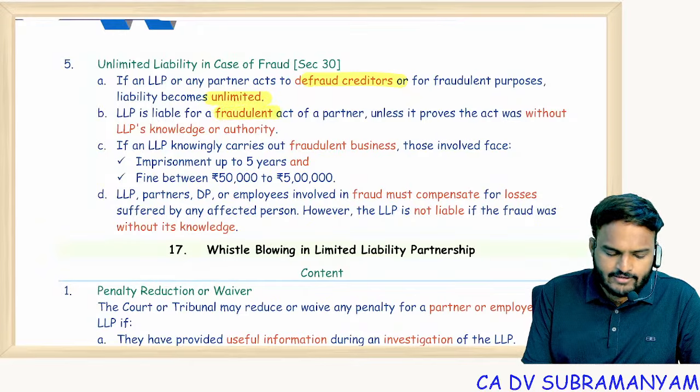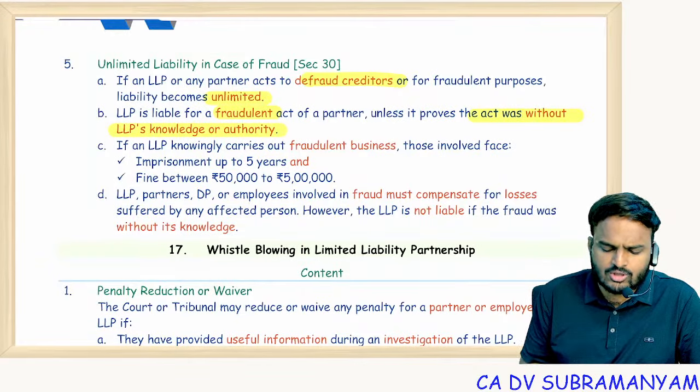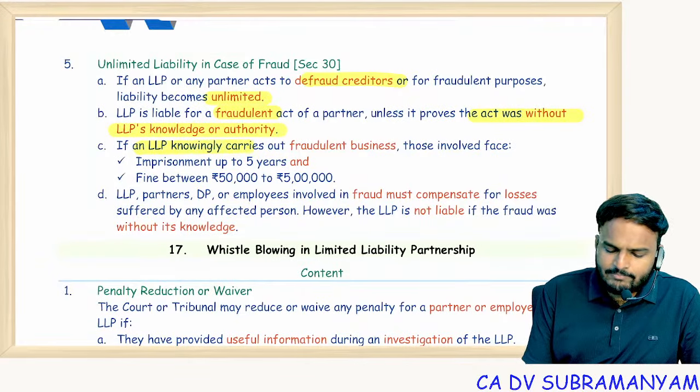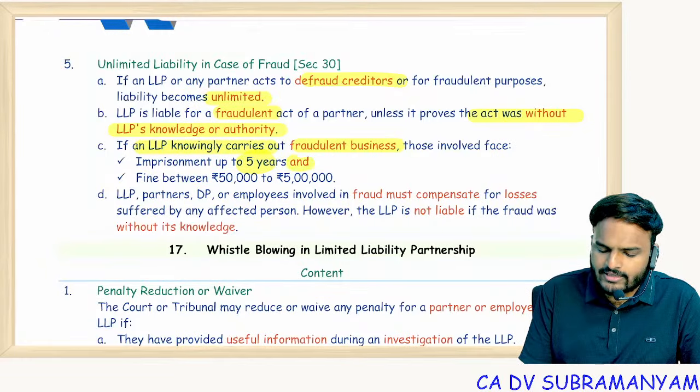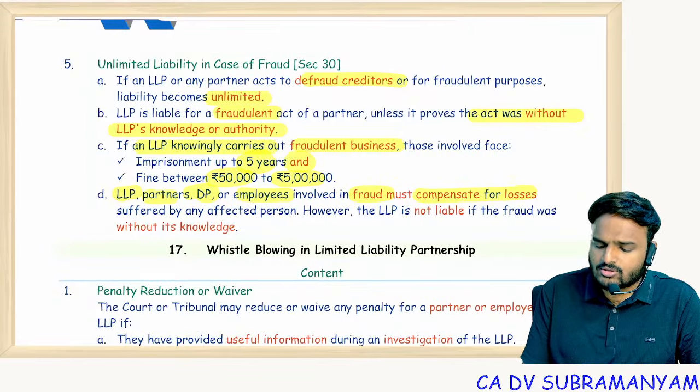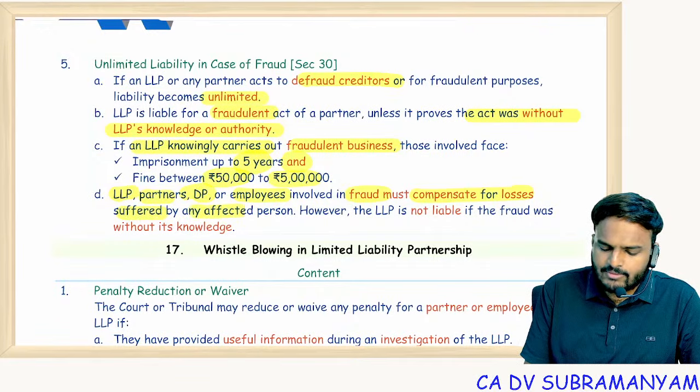LLP is liable for a fraudulent act of the partner unless it proves the act was without LLP's knowledge or authority. If an LLP knowingly carries out fraudulent business, those involved in that business will face imprisonment up to 5 years and a fine between 50,000 to 5 lakhs. LLP, every partner, designated partner, and employee involved in fraud must compensate the losses suffered by an affected person.